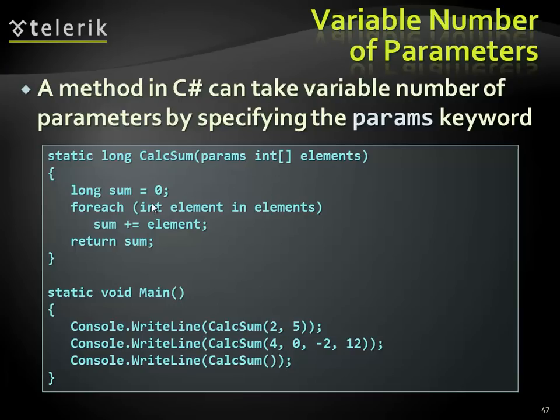So params always be used with an enumeratable type. Yeah, with an array usually. Array. And actually, do other enumerators work like this? I think it requires an array in this case.